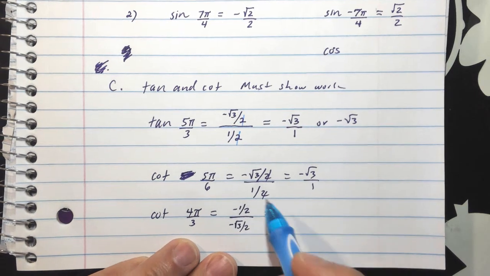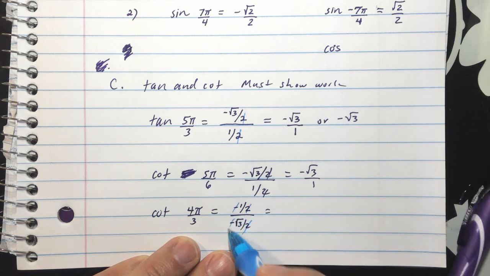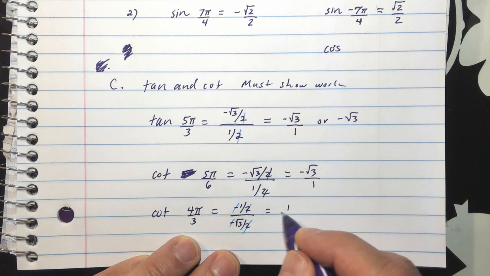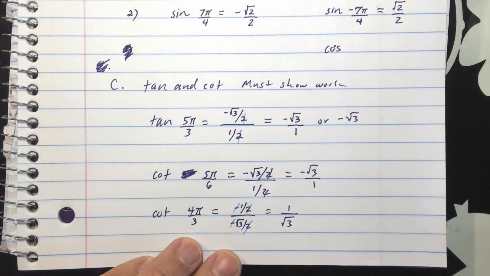Just like before, the 2's cancel. The negatives also cancel. And the only thing left over is that 1 on the top and that radical 3 on the bottom. Good enough. You don't even have to rationalize the denominator. Leave it like that. I'll be happy.